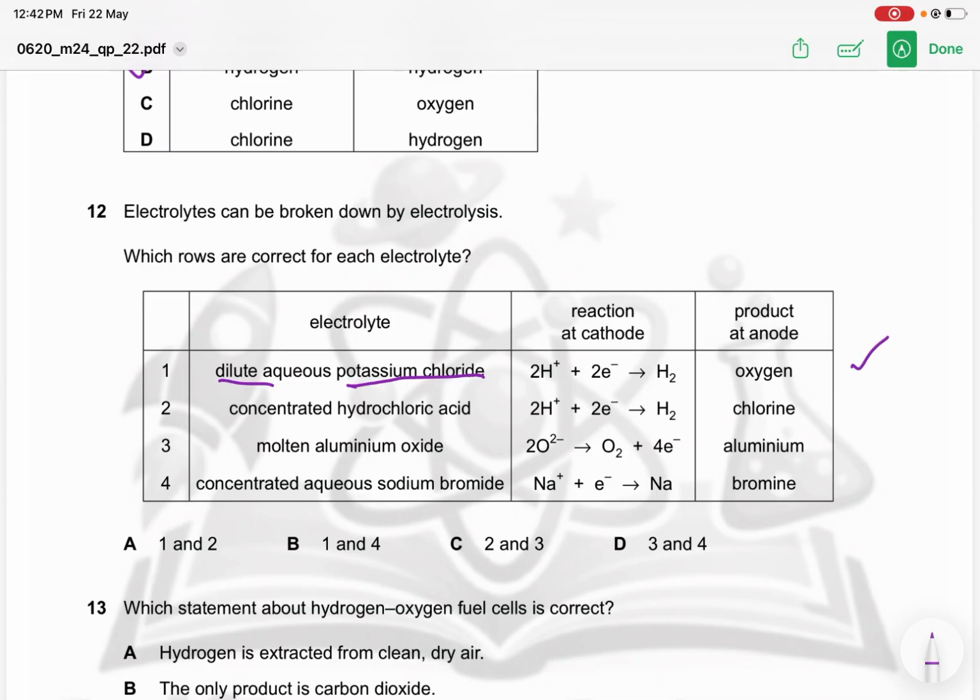For the second one, we have concentrated HCl. So definitely at the cathode we will have hydrogen, and at the anode we will have chlorine. That is correct because we have a concentrated solution, and at the anode halogens are always preferred.